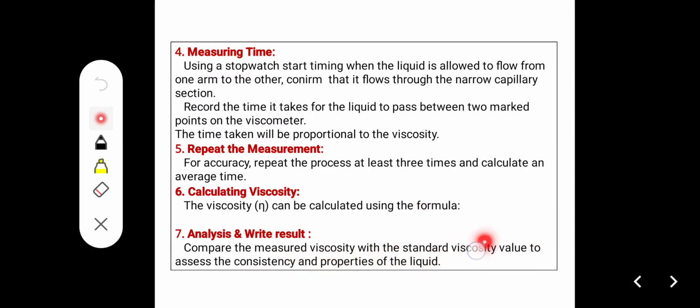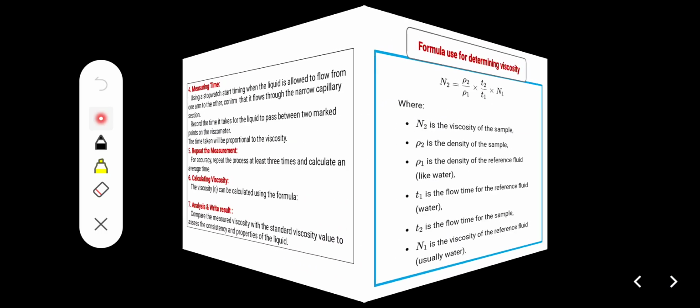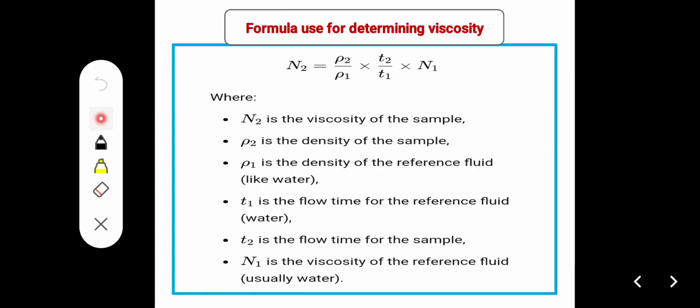Compare the measured viscosity with the standard viscosity value and assess the consistency and properties of the liquid. Formula used for determining viscosity: N2 equals rho 2 divided by rho 1, into T2 divided by T1, into N1.